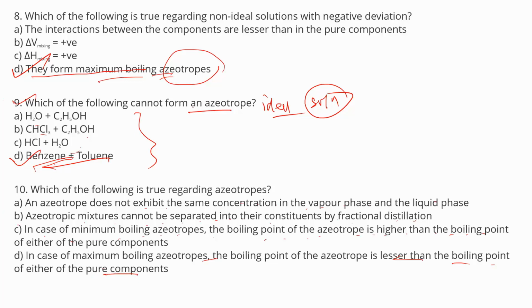So what will be the answer? The azeotropic mixture cannot be separated into its constituents by fractional distillation. What does it mean? We already said that for an azeotrope the composition of the liquid phase and the vapor phase is the same. When the composition is the same, we cannot separate it by fractional distillation. So this is the correct answer for azeotropes.